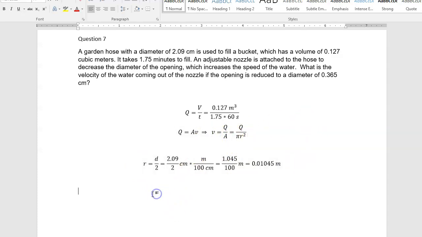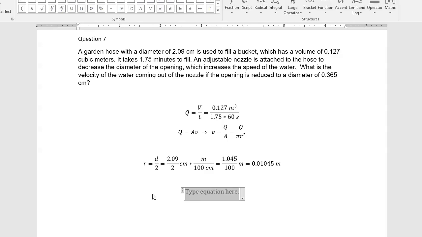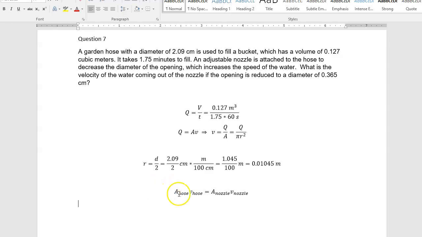Now we know the velocity of the water in the hose, but we're asking for the velocity of the water as it comes out of the nozzle. All right, we know the velocity in the hose. What's the velocity of the water coming out of the nozzle? Well, the flow rate has to be the same. So the area of the hose times the velocity in the hose gives us the flow rate in the hose. And water's not being destroyed or evaporated or anything along the way. It's all coming out. So the flow rate coming out has to be the same.